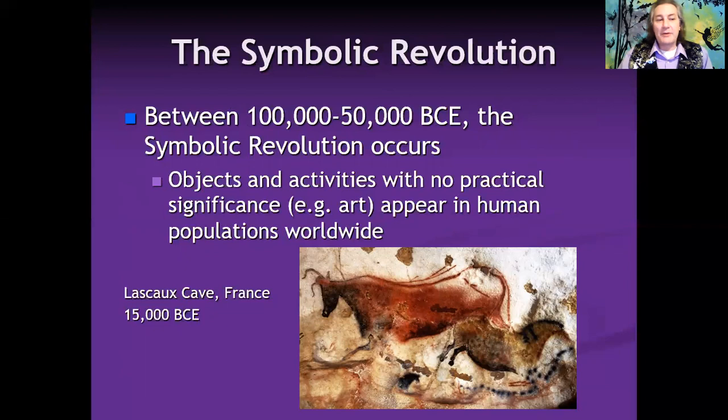We begin to get better information with this, the symbolic revolution. You can see it takes a long time, 100,000 to 50,000 BCE roughly. We begin to see, honestly, very impractical things showing up. We tend to call it art, even though it's a recent construct. The idea of looking at art for pleasure is very recent. We get cave paintings. We get decorative objects. Something's happening.